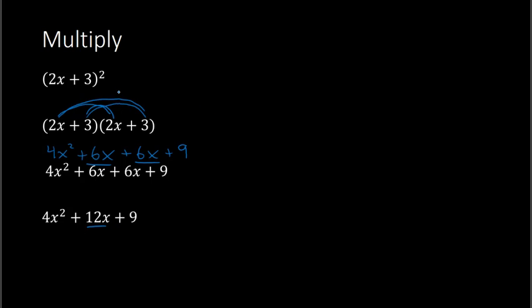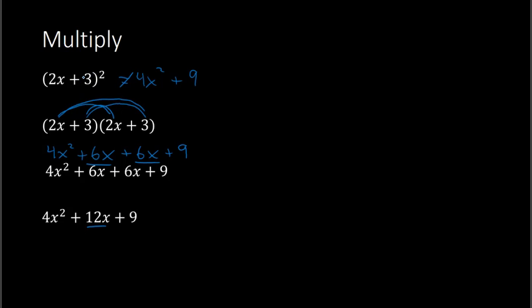And I say be careful because the temptation is going to be to just square the 2x to get 4x squared and square the 3 to get 9. But notice that is not a true statement because we're forgetting about the 12x. So when you have an exponent outside of parentheses, it's not the same thing with addition as it was with multiplication inside.